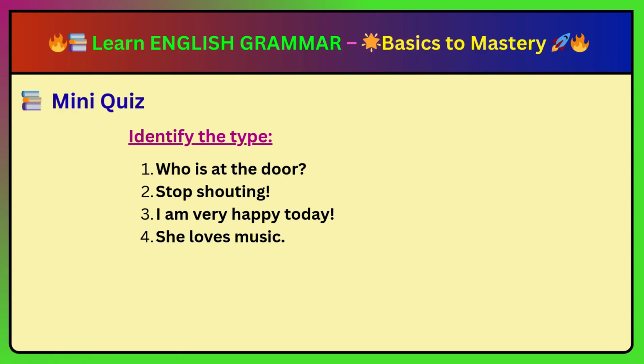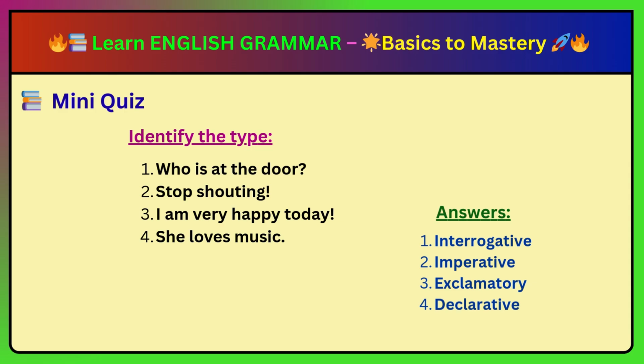Answers are: who is at the door? Type is interrogative, it asks a question. Stop shouting. Type is imperative, it gives a command. I am very happy today. Type is exclamatory, it shows strong emotion. She loves music. Type is declarative, it gives information.